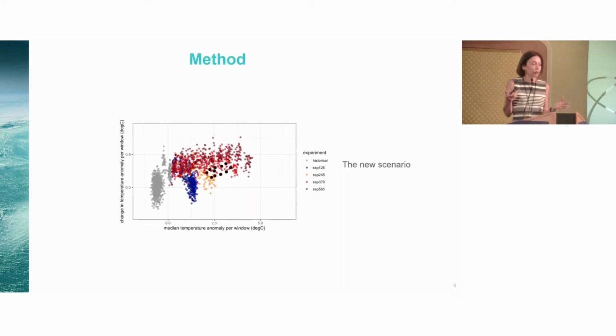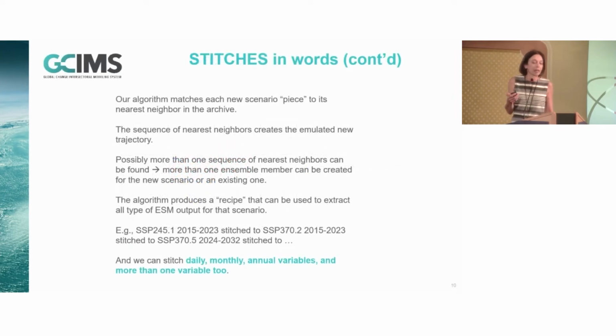And now I go and pick the nearest neighbor for each of these. Possibly I have more than one, depending on my tolerance for what I call near. So in this case, I could actually create more than one trajectory from the existing ones, but let's say I just create one. And what the algorithm delivers now is just a series of pointers to the archive that says, if you want to recreate this trajectory, start from this 9-year window in this simulation of the model, and then go and take these others and patch them together.